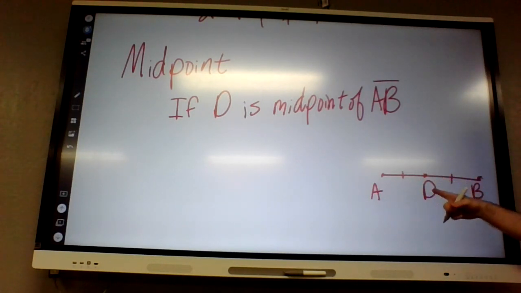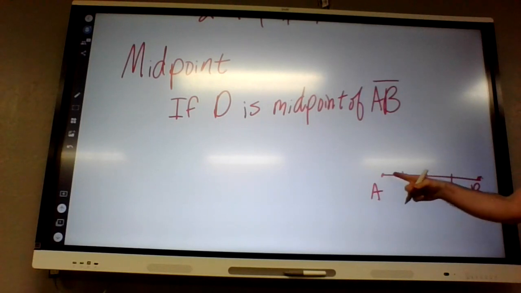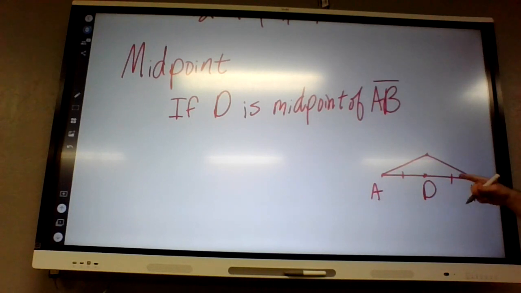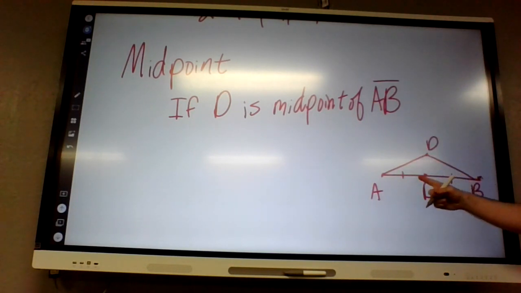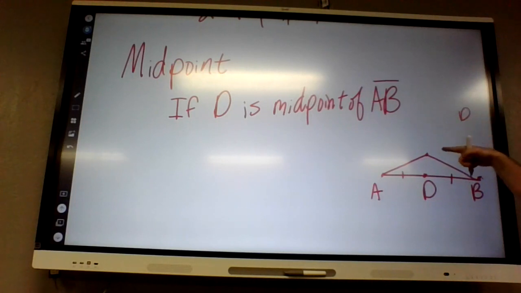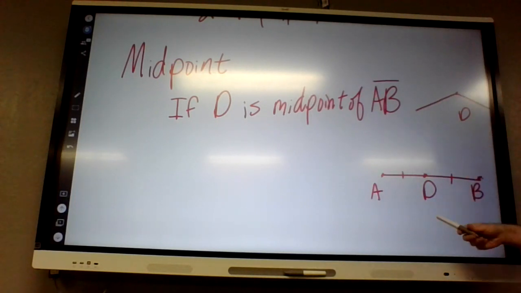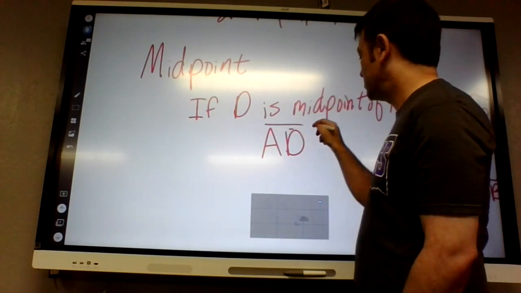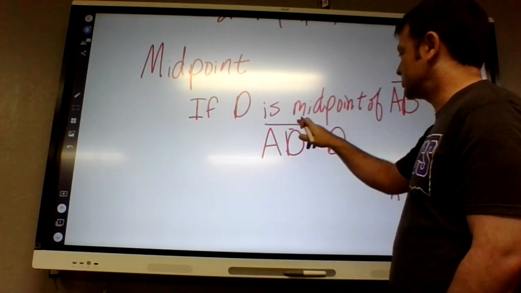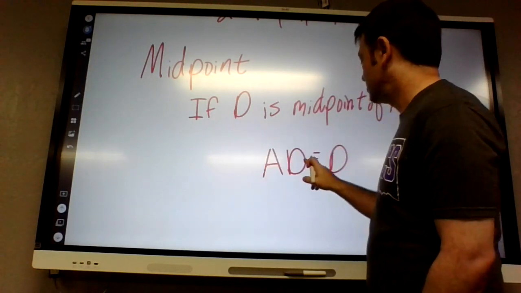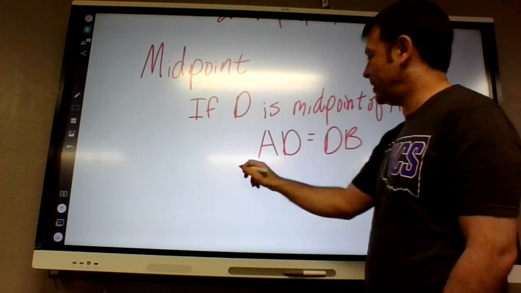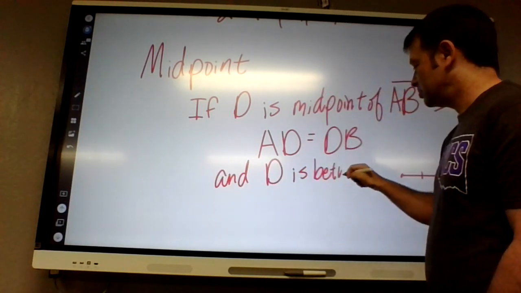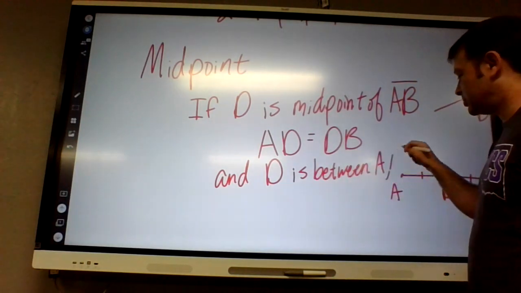Also, D has to be between A and B. So if D were floating up here, these might be equal, but it wouldn't be the midpoint because it's got to be directly between. So it's got to be on the same line. You guys remember between from yesterday? So yeah, AD equals DB and D is between A and B.